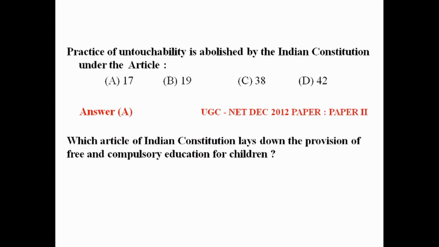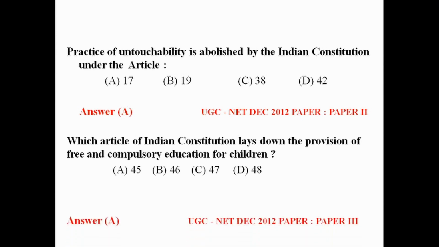Next question. Which article of Indian Constitution lays down the provision of free and compulsory education for children? Options. Option A 45, option B article 46, option C article 47 and option D article 48. The question, which article of Indian Constitution lays down the provision of free and compulsory education for children? The answer is option A, article 45.